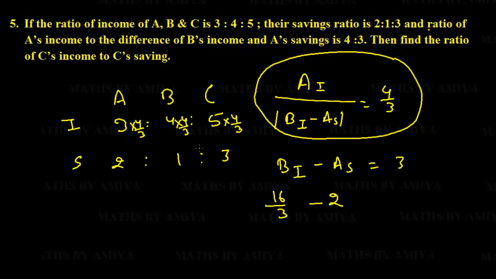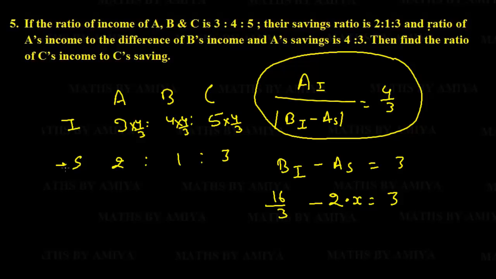But we need to multiply something here. So say we are multiplying by x and we want 3. I'm again repeating, we merge A's income. According to the data, it was 3. We want 4. So 3 divided, 4 multiplied for all the ratio terms. And we want BI minus AS to be 3. If AI is 4, BI minus AS should be 3. We have BI which is already merged, so we are not going to change anything. That is 16 upon 3.